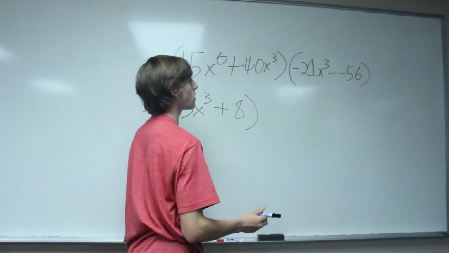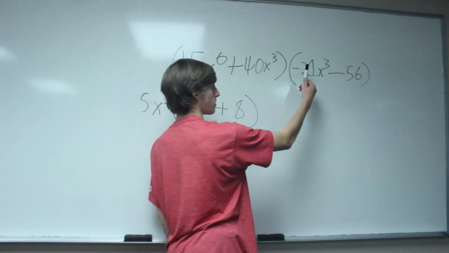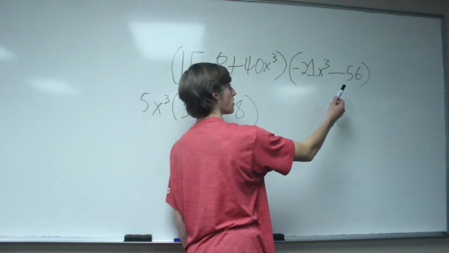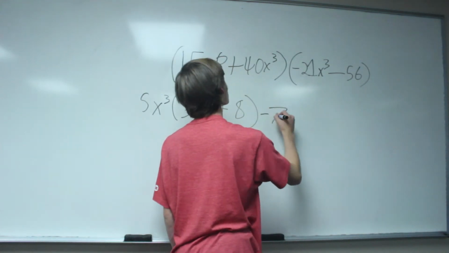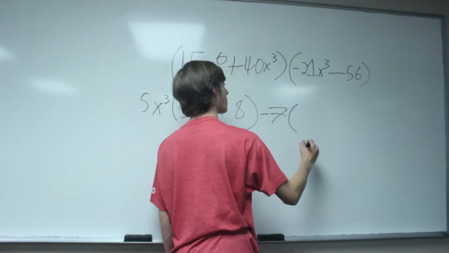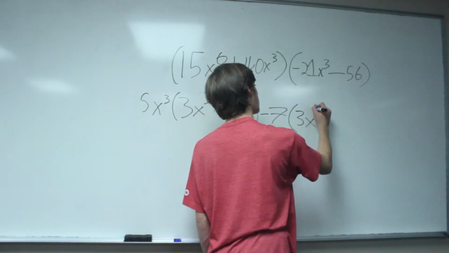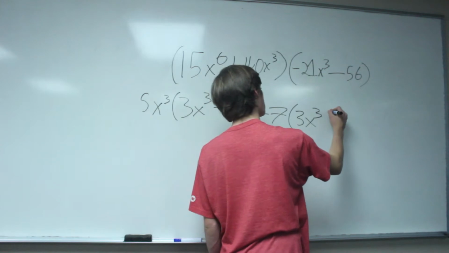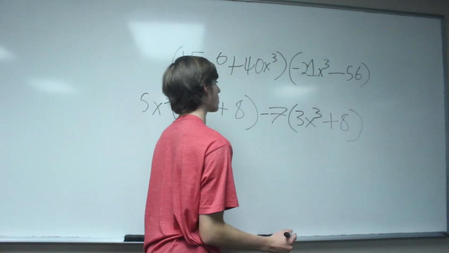So negative 21x cubed and negative 56, the common factor on that would be negative 7. So you write that as negative 7, and then in parentheses, 3x cubed plus 8. And remember to change that sign in the middle, because if you were to multiply negative 7 and distribute it into 3x cubed plus 8, it would equal a negative. So remember to change that sign.